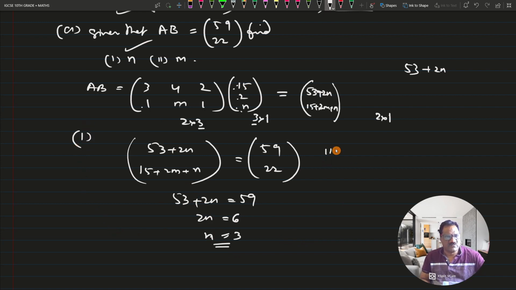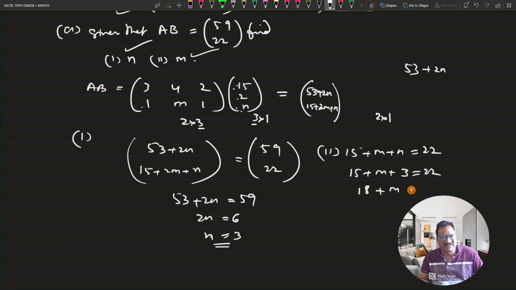Now the second one is you have to find out m. For that we'll take 15 plus m plus n equal to 22. We have found n in the previous case, so we'll write 15 plus m plus 3 equal to 22. This will make 18 plus m equal to 22. So m will be equal to 22 minus 18, which is equal to 4.